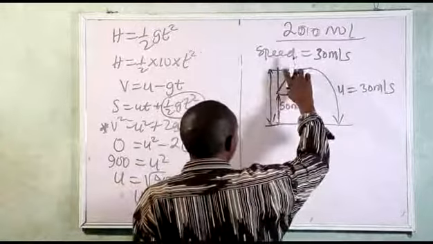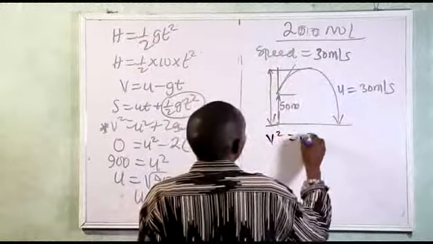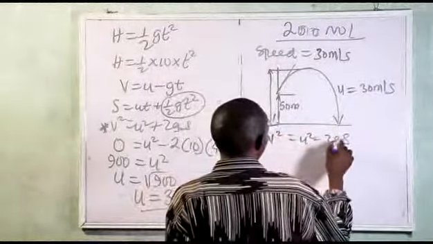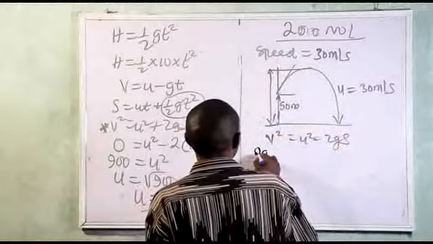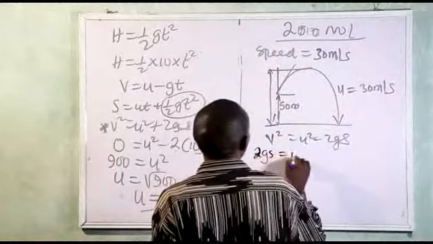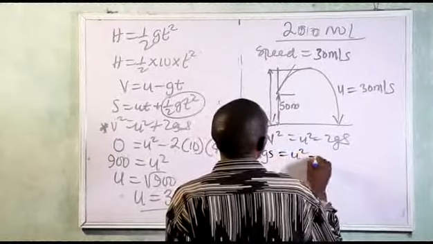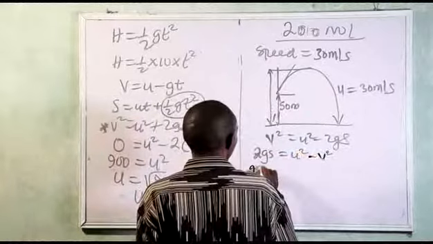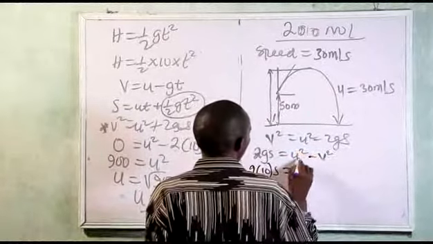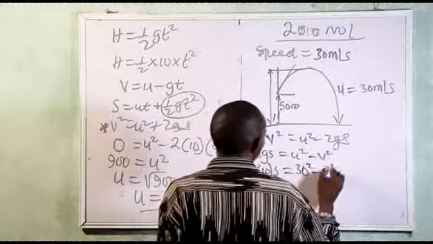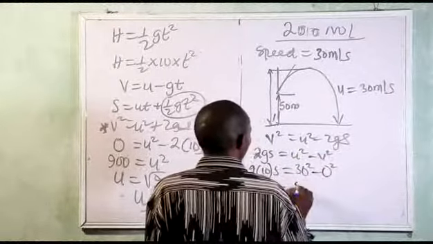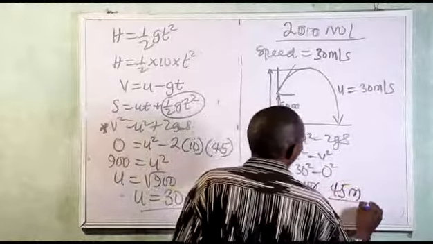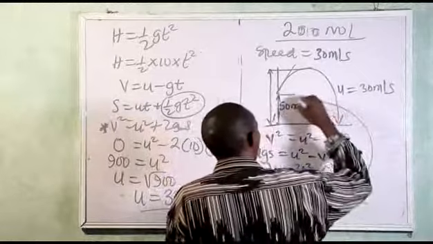To determine the height reached here, v squared equals u squared minus 2gs. So from here, 2gs equals u squared minus v squared, and our v squared is 0. So 2 times g, 10, times distance equals u squared, 30 squared, minus 0 squared. From here our distance is equal to 900 over 20. That is 45 meters. You now add the 50 here.